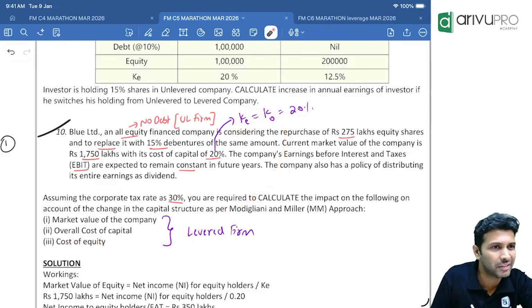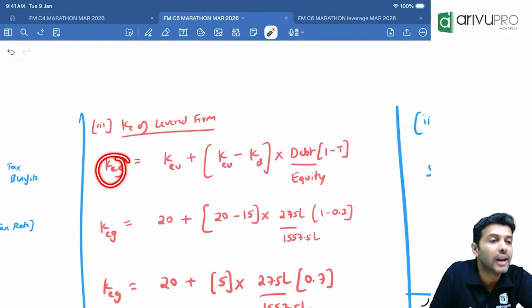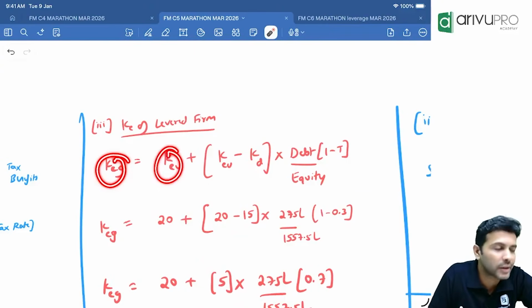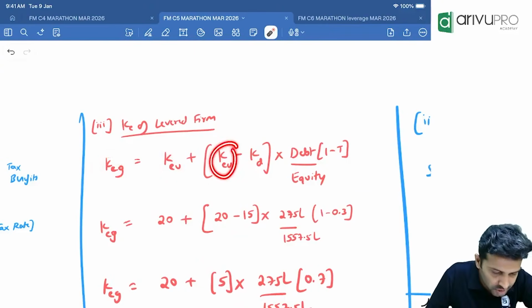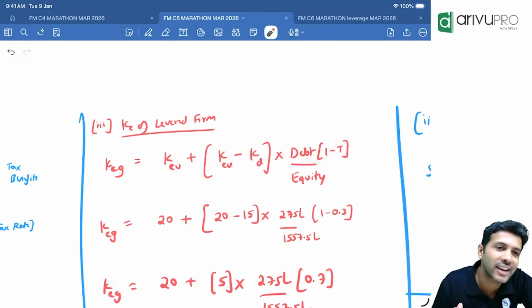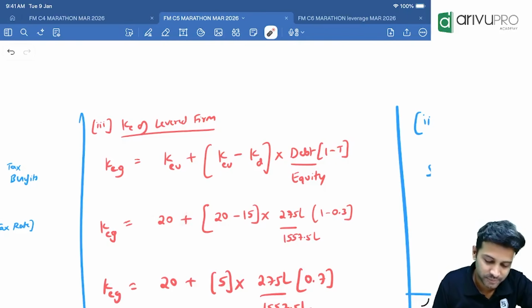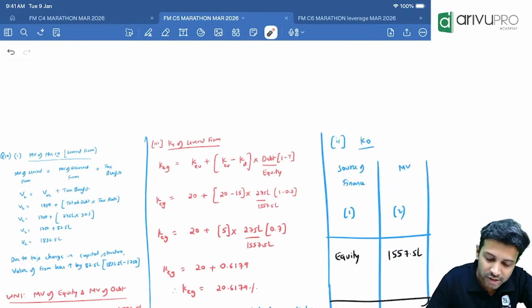There's one formula linkage. Yes, that formula. What is that again? You tell for yourself. Cost of equity of the levered firm is equal to cost of equity of the unlevered firm minus cost of debt. Unlevered firm's cost of equity, how much? 20%. Minus cost of debt.